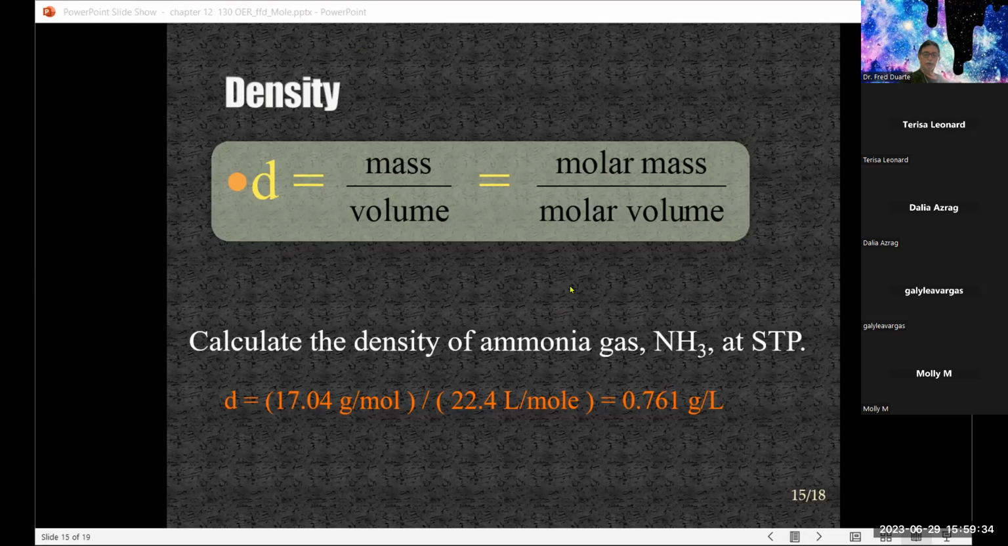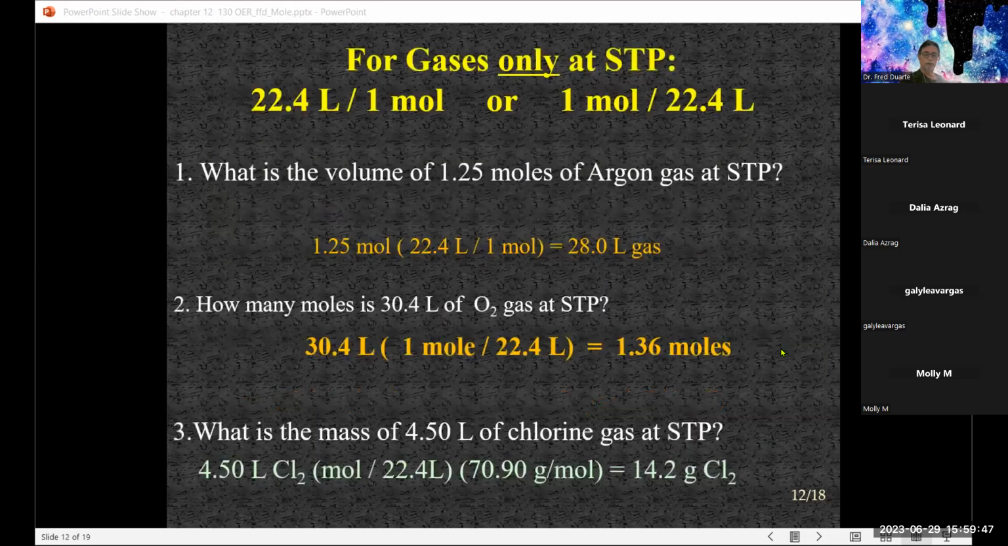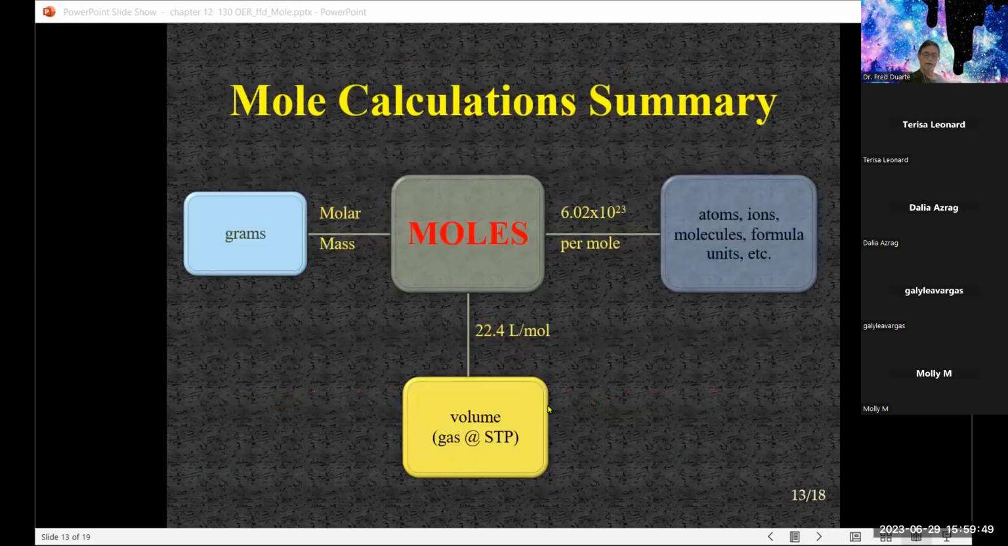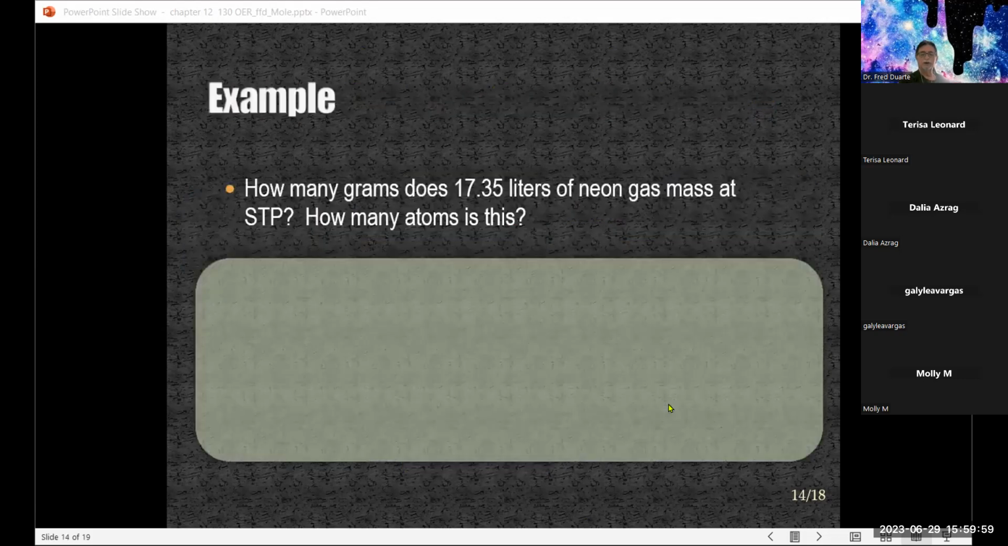All right, pretty straightforward if you need to calculate the density of any gas at STP. If STP is not mentioned, you cannot do any calculation. And that is true for these calculations. If STP is not mentioned in the problem, you cannot calculate the volume, because 22.4 liters per mole is only true when you are at STP.